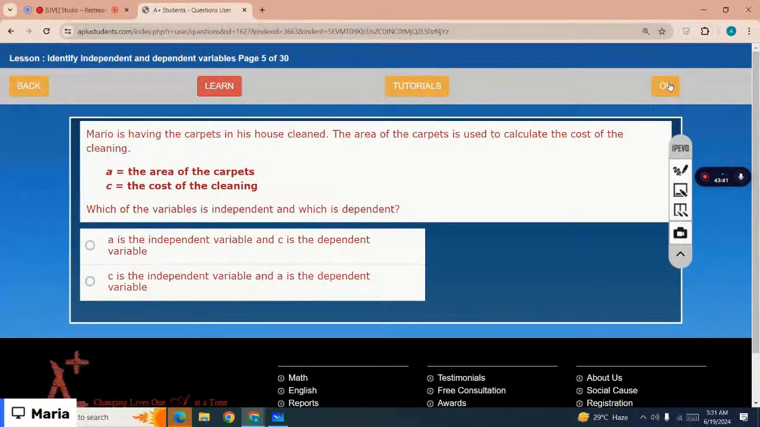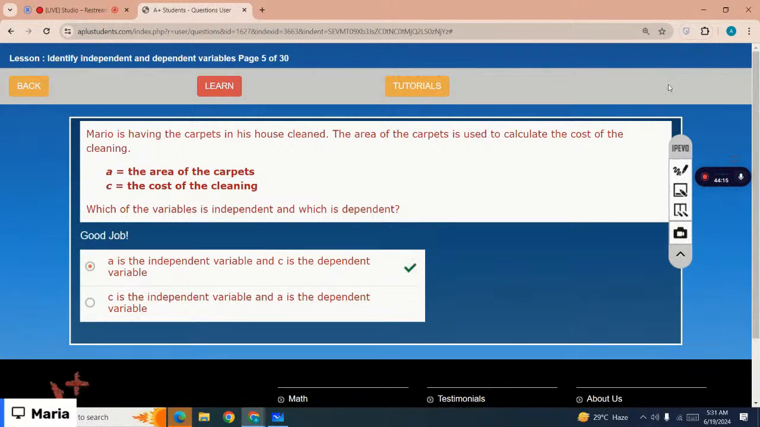The correct option is C is the independent variable and A is the dependent variable. The cost of cleaning is dependent on the area of the carpets. So A is the independent variable and C is the dependent variable.